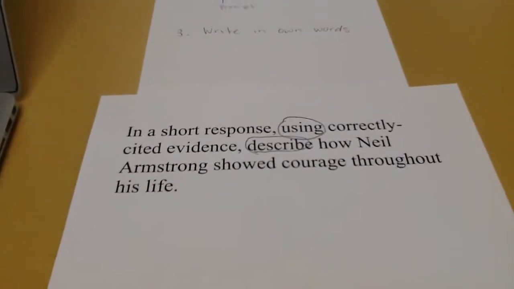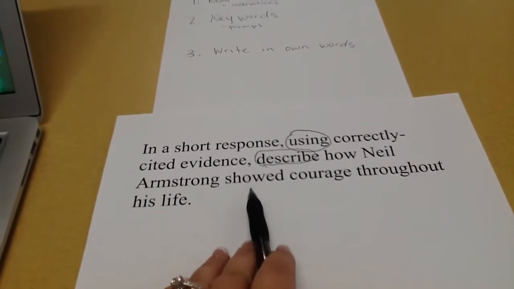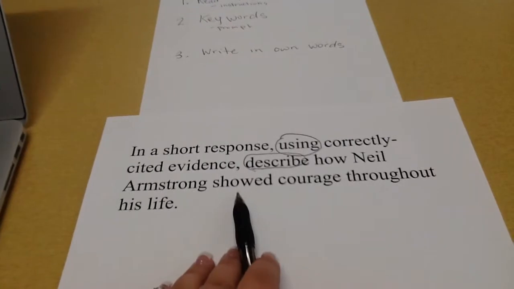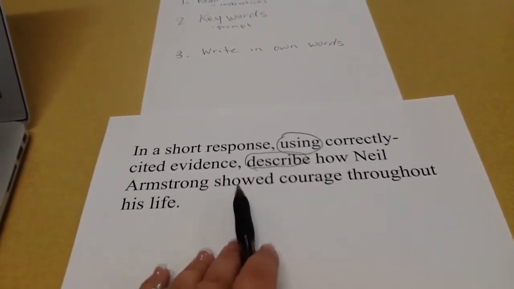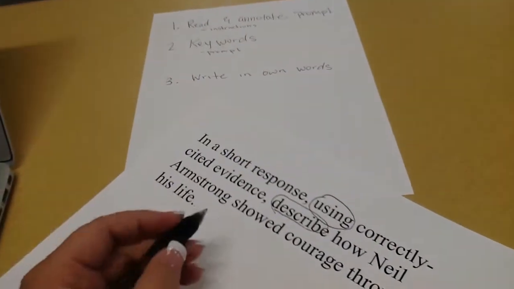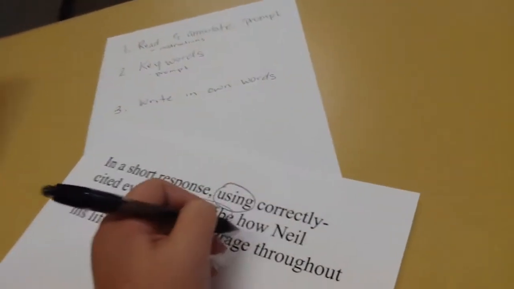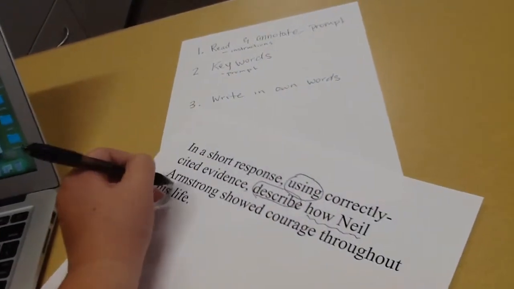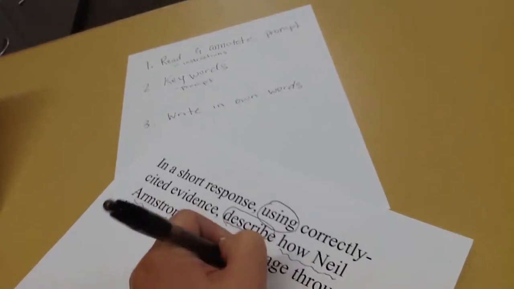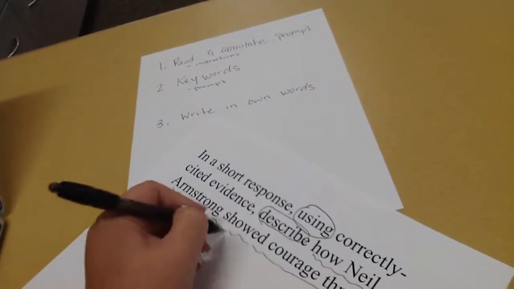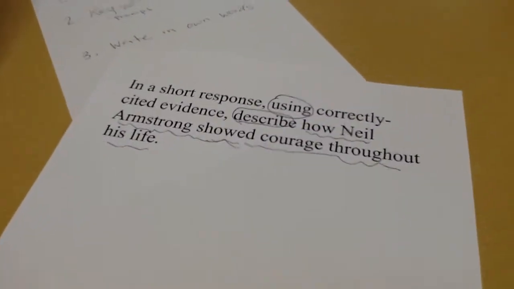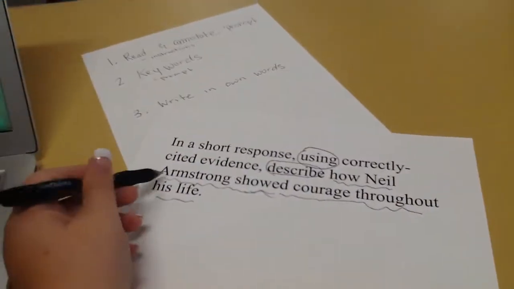Now, a lot of you I know right now are saying, Miss Burton, you didn't circle the word showed. Remember that when we annotate, we're really looking at just the directions or the instructions, not the actual prompt. So one thing that might help some of you is putting a little line or a squiggly line under the actual question. I'm being asked how Neil Armstrong showed courage throughout his life, and I'm sorry I'm doing this one-handed. Okay, so that's my question, that's the prompt.